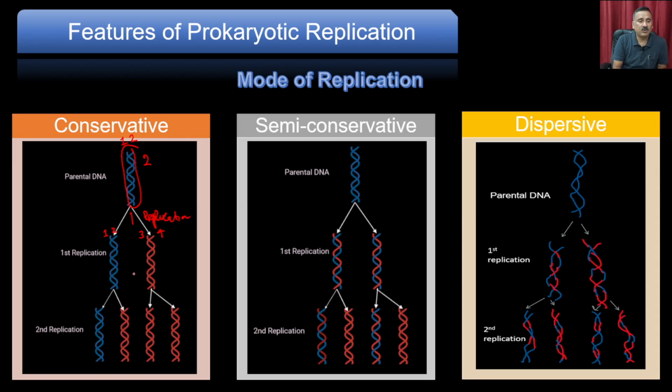In a conservative mode, there will be no mixing of the content from the parent's DNA. So, that is why in the second round of replication, you are going to have the parent DNA, and you are also going to have the daughter DNA separately. This means there will be no mixing of the previous copy, and it is actually going to have the pure DNA present in the parent DNA.